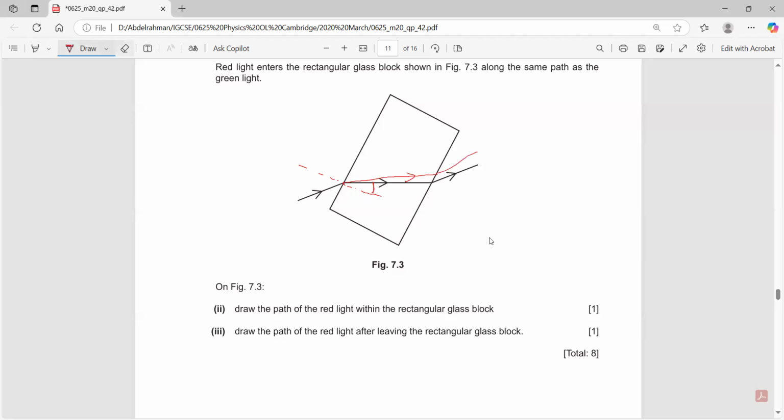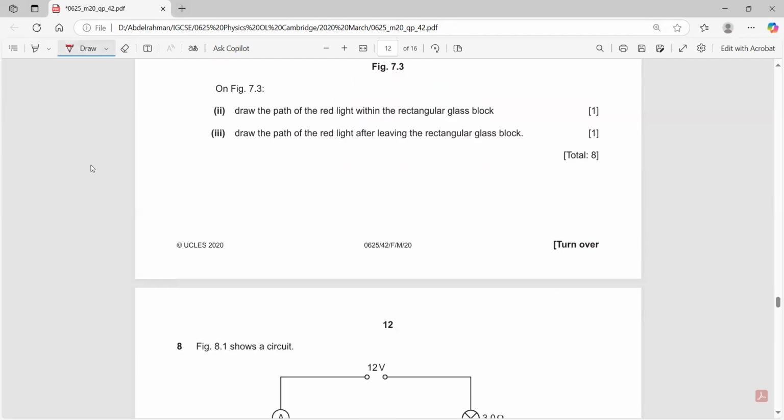I cannot draw a parallel line somehow. Again, you're drawing using a ruler, so please. Okay, so this is parallel. Let's assume that this is parallel, okay? Anyway, you do not need to draw the normal line or the angle of refraction or anything. Okay, moving on.